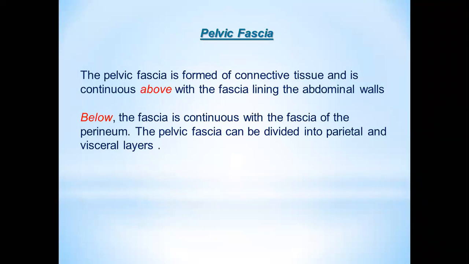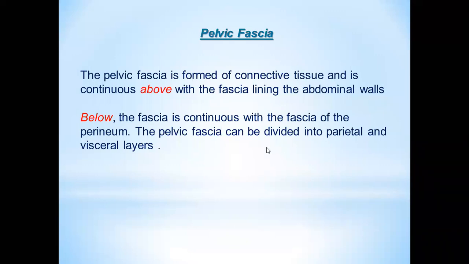So first of all, I would like to start with the pelvic fascia. The pelvic fascia is formed of connective tissue, and it is continuous above with the fascia lining the abdominal wall. So it's the same fascia, the abdominal fascia, which is now going toward the pelvis and the perineum. Above, this pelvic fascia is continuous with the lining of the abdominal wall, and below, it is continuous with the fascia of the perineum.